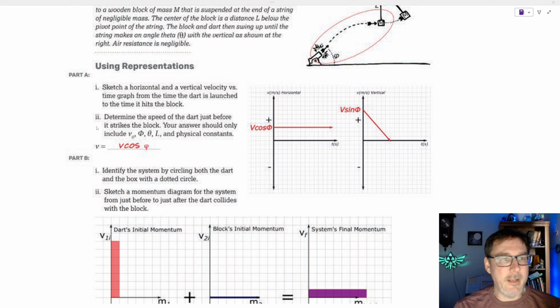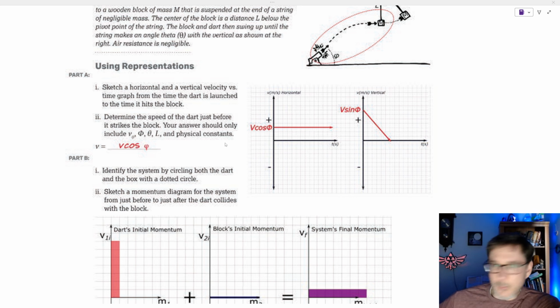Part A, letter 2, determine the speed of the dart just before it strikes the block. Your answer should only include those constants and physical constants as necessary. A lot of times you'll see stuff like this where they'll say you can use any of these that you want. Those are the limits, but it doesn't mean you're going to use all of those necessarily. So as you can see, our answer is you're just going to do v cosine of phi.